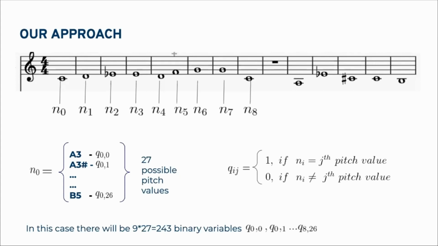Given a particular note, let's say the first note N0, I am going to have 27 possible pitch values for the corresponding note in the counterpoint music. So this 27 comes from the counterpoint rules, and I will model it as a binary variable. If a particular note value out of these 27 is going to be present in my counterpoint, that particular binary variable will be 1, otherwise it will be 0. So here I have 9 notes and 27 possibilities. So I'll need a total of 243 binary variables.